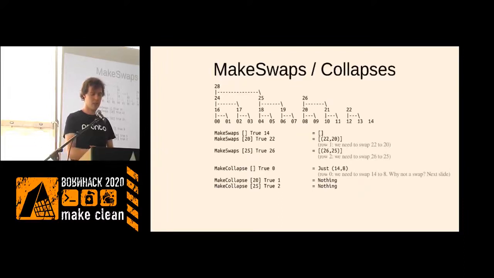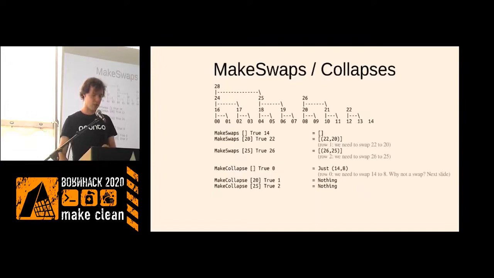The 26 means that when we deal with 25, we're also dealing with 26, because the 26 is the tree root on that level, right? And all these algorithms work level by level. So the point is, let's look at the right row. You can see it results in 22, 20, 26, 25, and 14, 8, right?